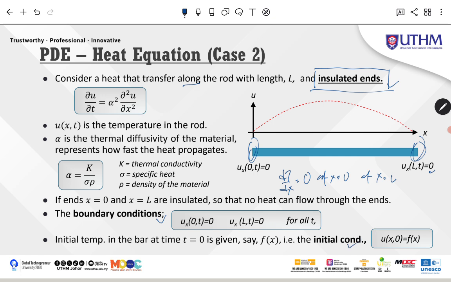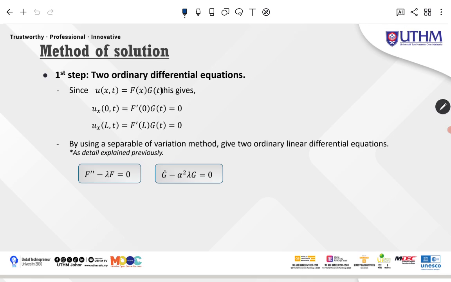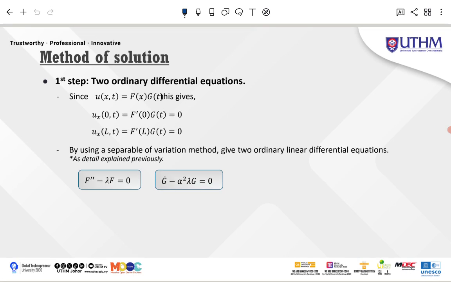And again, we have the PDE, with the heat transfer coefficient similar to previously, and we have the thermal diffusivity alpha, which comes from the thermal conductivity, specific heat, and the density of the material. So how do we solve this one? Similar to what we looked at before, basically the solution is u(x,t) equal to f(x) g(t).